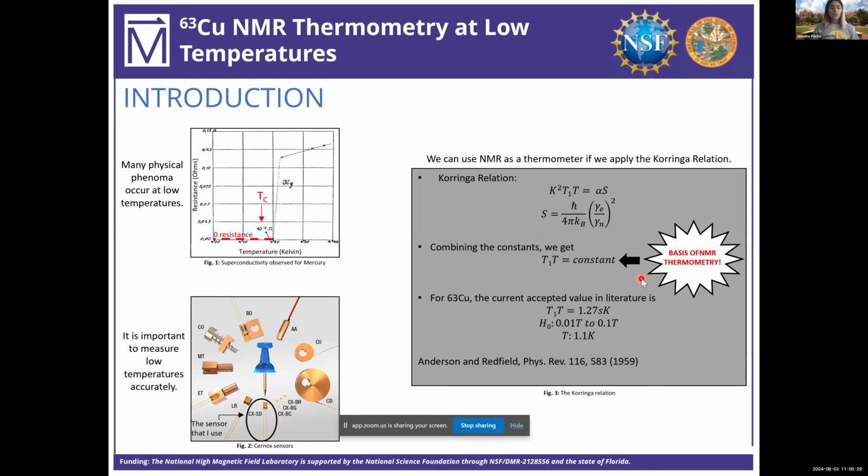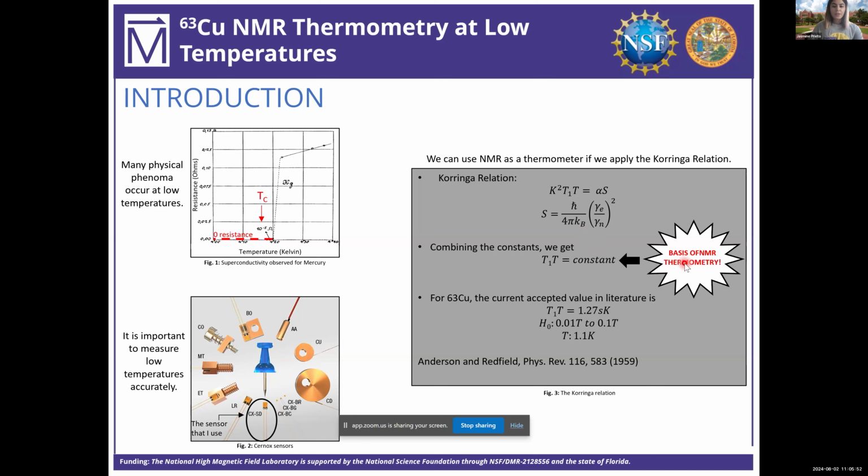For example, one of these constants is gamma n, the gyromagnetic ratio of the specific nucleus we are using as a probe of temperature. Since everything except T1T is constant, these expressions simplify to T1T equals a constant for any simple metal. It's our goal to find this constant because it's the basis of NMR thermometry.